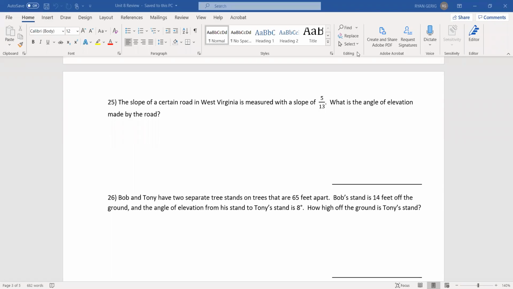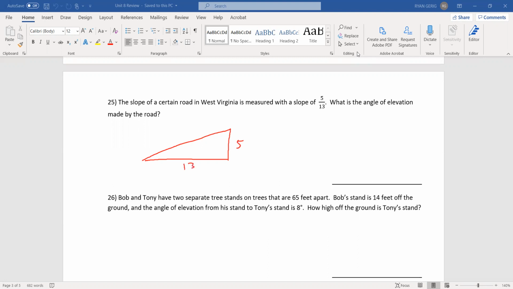All right, next video, doing more word problems. The slope of a certain road in West Virginia is measured with a slope of 5/13. What is the angle of elevation made by the road? So, we've got a road that's going basically uphill. The slope is 5/13, so that means up 5 over 13.